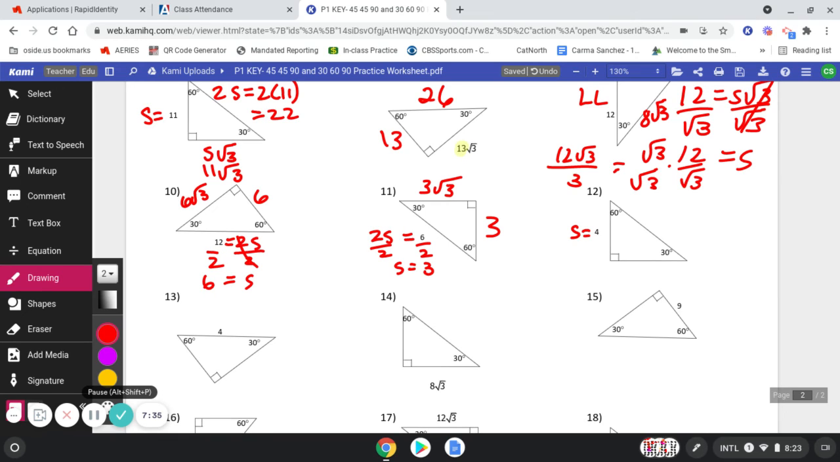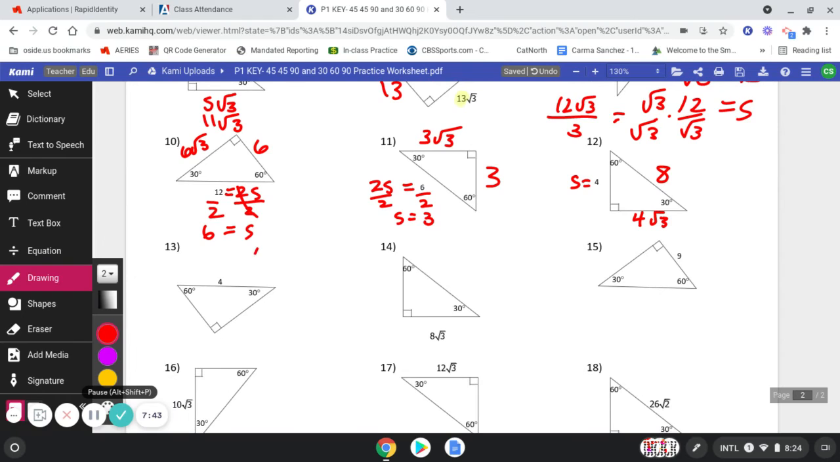Over here, I've got a nice basic one. My side length is just 4. My hypotenuse is double that. My long leg is 4 root 3. Here I've got a 4 on my hypotenuse. I know my hypotenuse is double the side length. Divide both sides by 2. I'm getting a side length for my short leg of 2. And I know the long leg is side length times root 3.